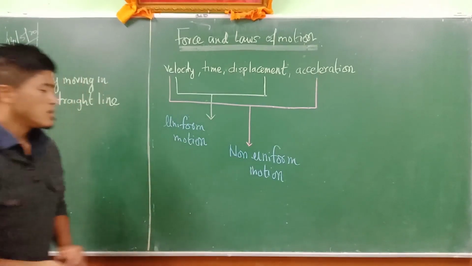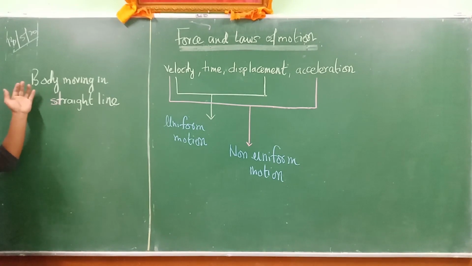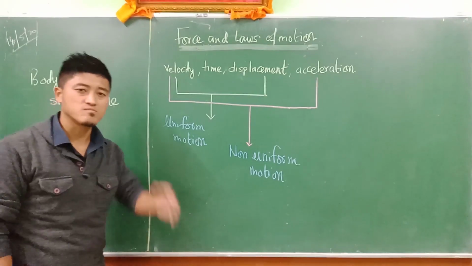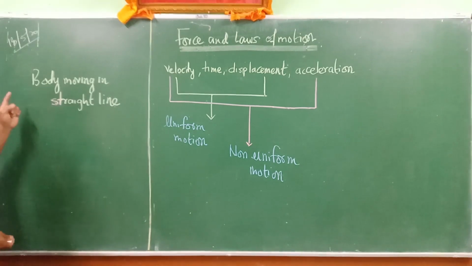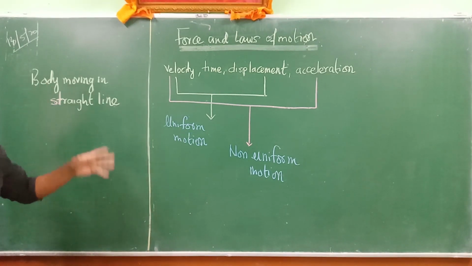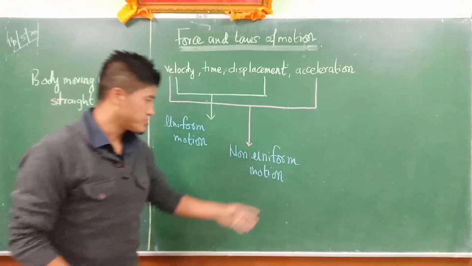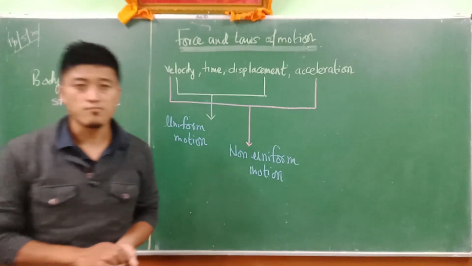motion. So, throughout the chapter of motion, we were discussing a body or an object which is moving in a straight line. We were not talking about falling from some height or anything like that, but about an object moving in a straight line. So when we think about velocity, time, displacement, and acceleration, we classify the motion into two types, that is uniform motion and non-uniform motion.